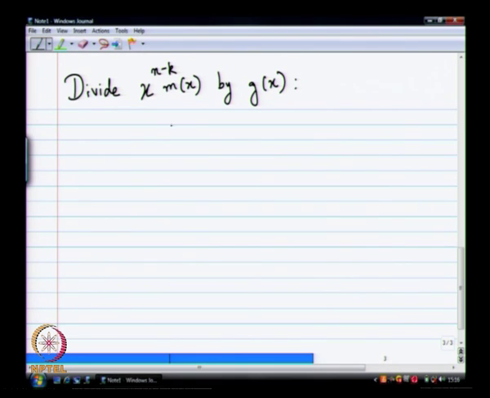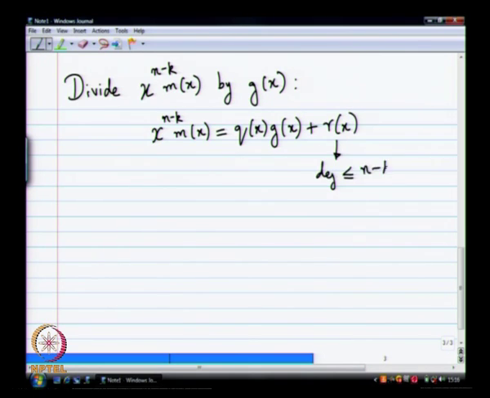What will I get if I do that? I will get a quotient q of x and a remainder r of x. The remainder r of x will have degree strictly less than n minus k, or less than or equal to n minus k minus 1, and it will satisfy this equation, okay. So this is a valid code word, and it has the form that I want.